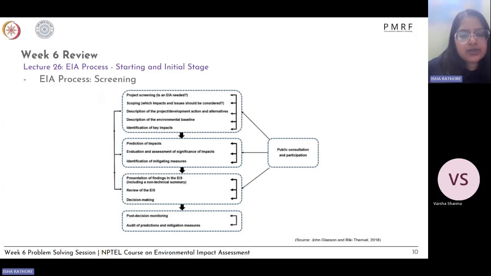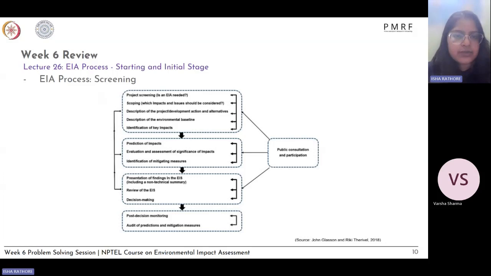And further, lastly, after the project is developed, you have the post decision monitoring and the audit of predictions and mitigation measures. And at different stages, you have public consultation and participation in various forms as deemed fit by the EIA team.